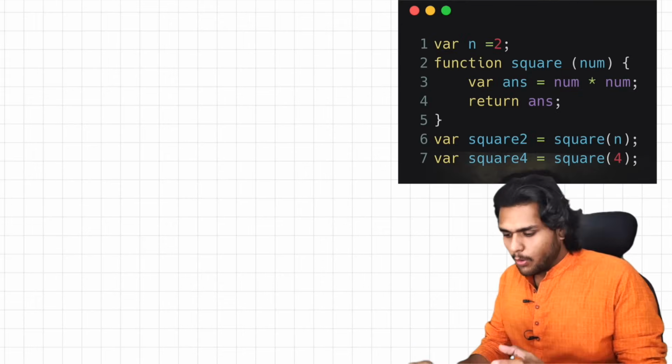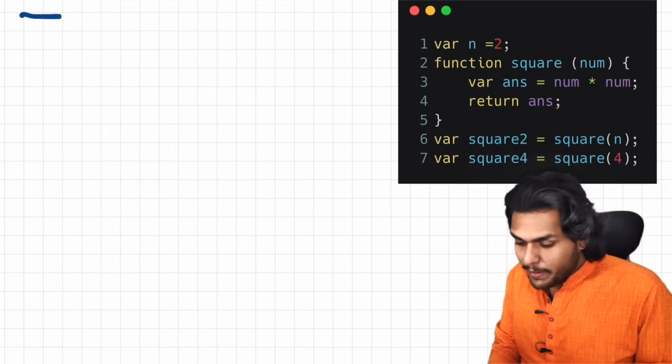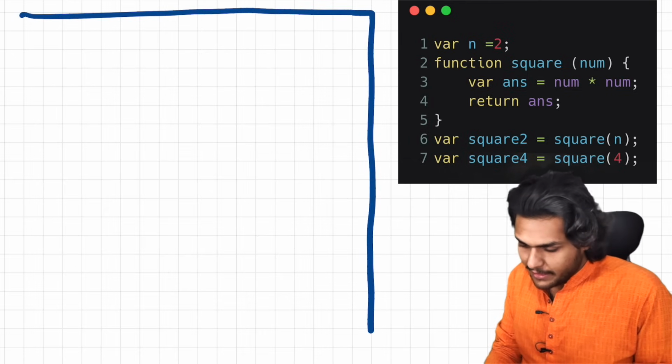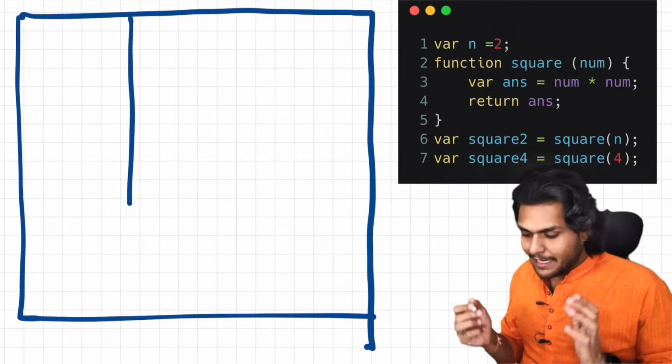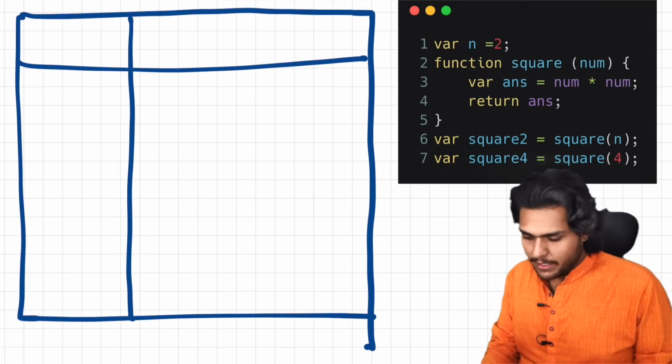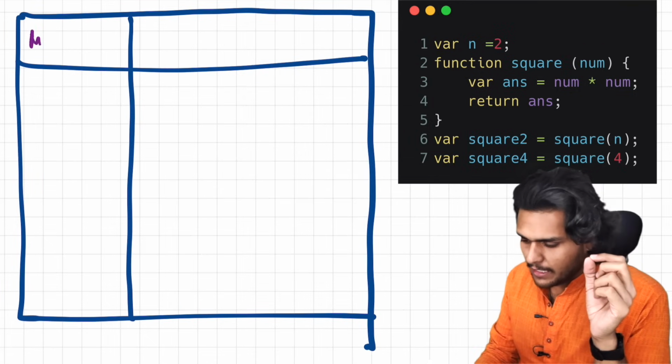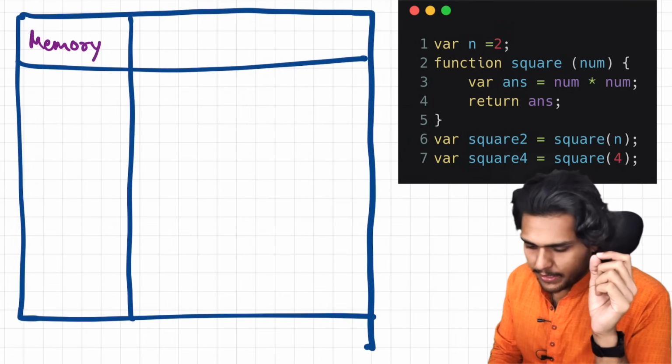So when you run this whole code, a global execution context is created. Let us create this execution context. So remember we told that it's like a big box and it has two components. These two components are the memory component and the code component.